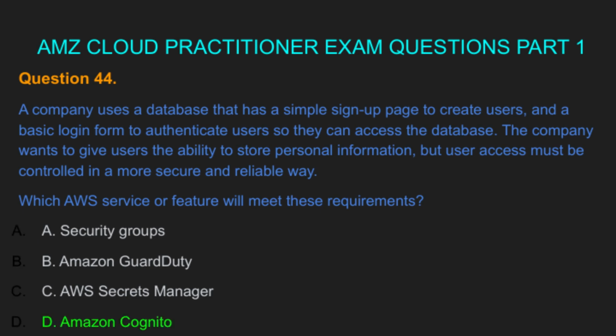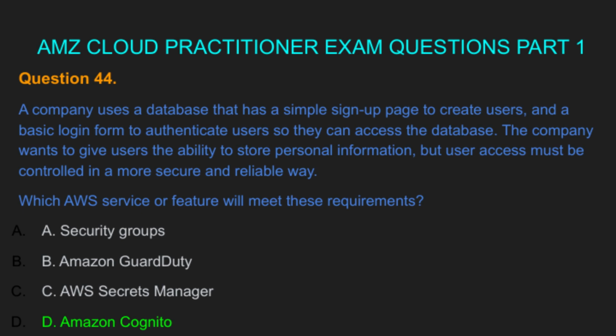Amazon Cognito is an identity management service that allows users to sign up and sign into applications, as well as control access to application resources. It provides user authentication, authorization, and user management, along with support for social identity providers such as Facebook, Google, and Amazon.